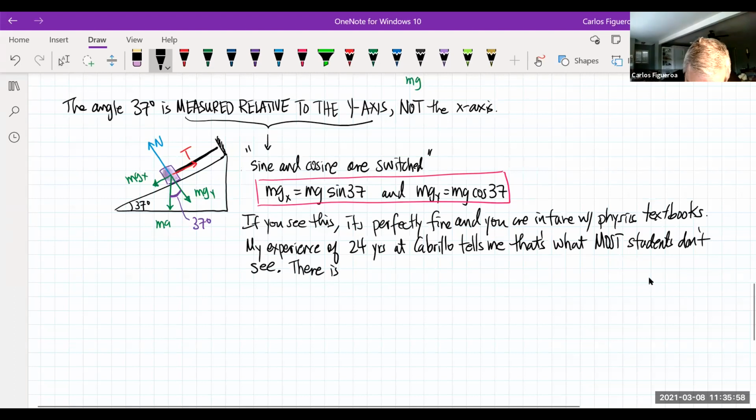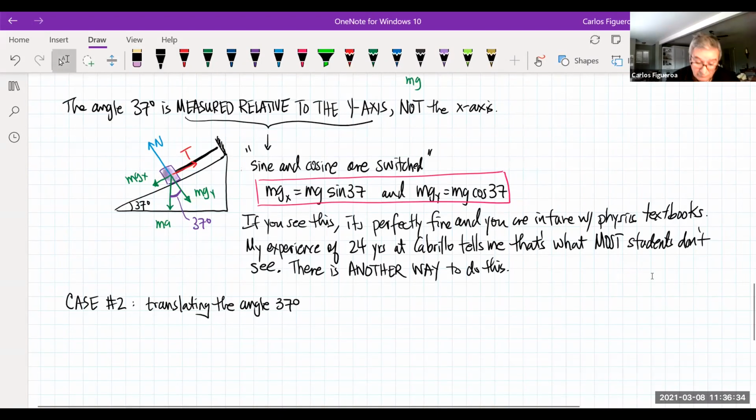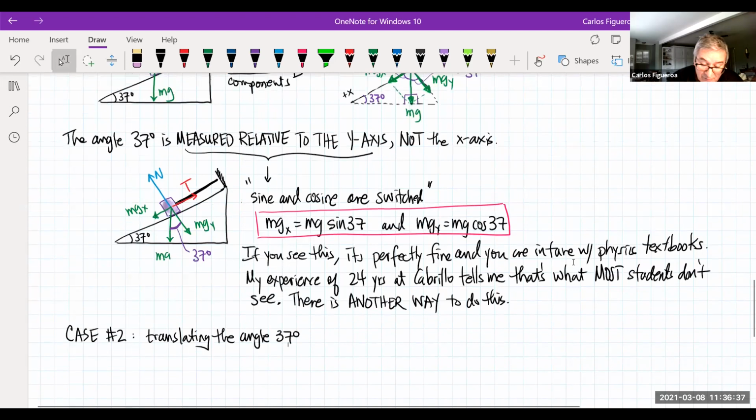And so what I'm saying right here is this. There is another way to do this, and we've actually already talked about it. So this is my case 2. And in this case 2, what I call it is translating the angle 37 degrees.